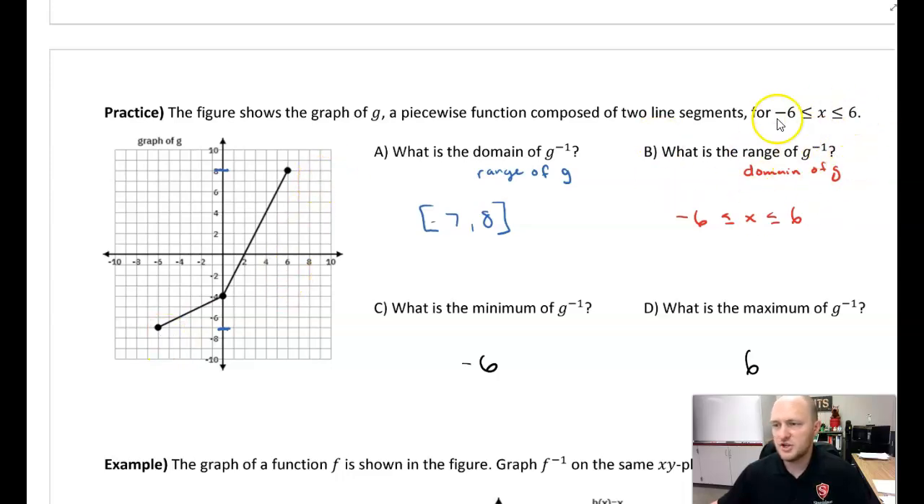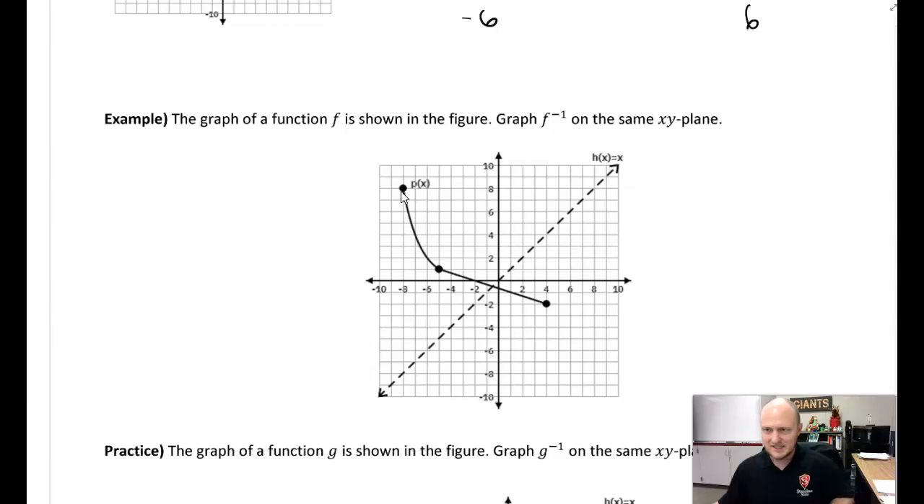What's the range of G inverse? That's the domain, the x values of your original function. I used inequality notation here, so -6, right? My lowest x value is -6, and my biggest x value is +6. Inclusive. Then minimum and maximum questions. The minimum value of G inverse is the smallest x value, so -6 right here. What's the biggest x value? That's +6. Not too difficult.